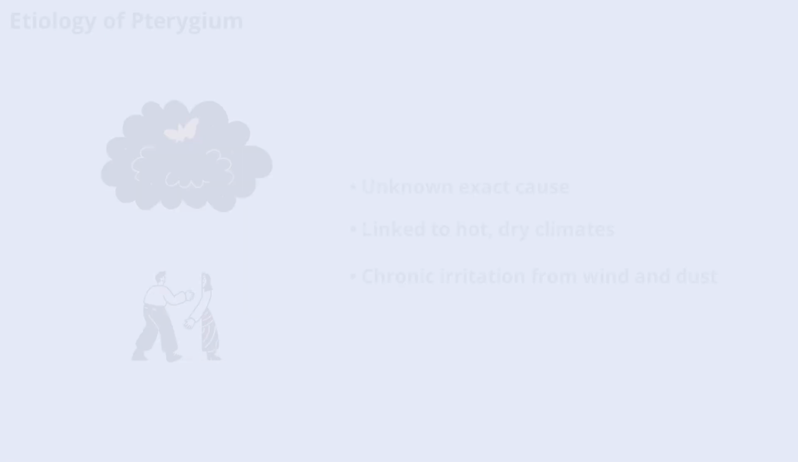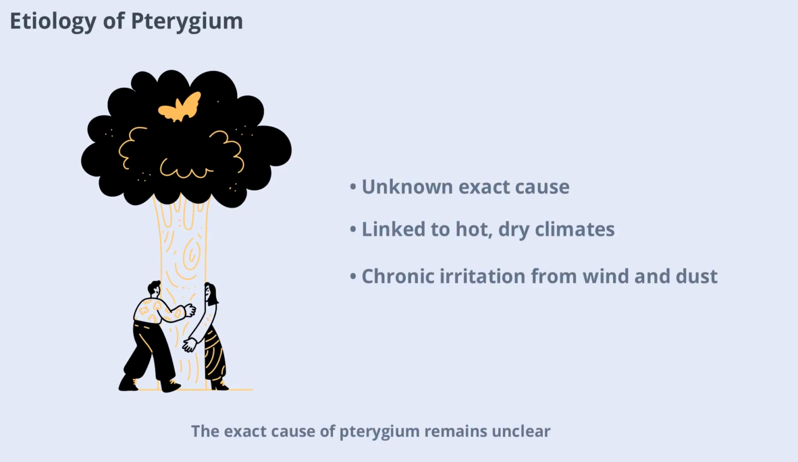The exact cause of pterygium remains unclear, but it is commonly seen in people living in hot, dry climates with frequent exposure to wind and dust. These environmental factors are believed to cause chronic irritation and degeneration of the conjunctival tissue, leading to the development of pterygium. It can occur in one or both eyes and is more prevalent in individuals who spend significant time outdoors. Understanding these risk factors is important for prevention and early detection.